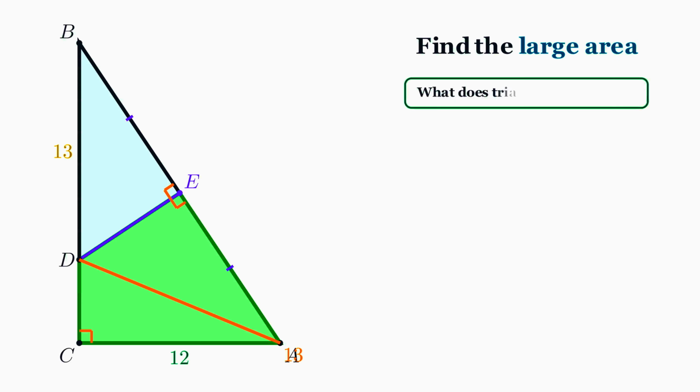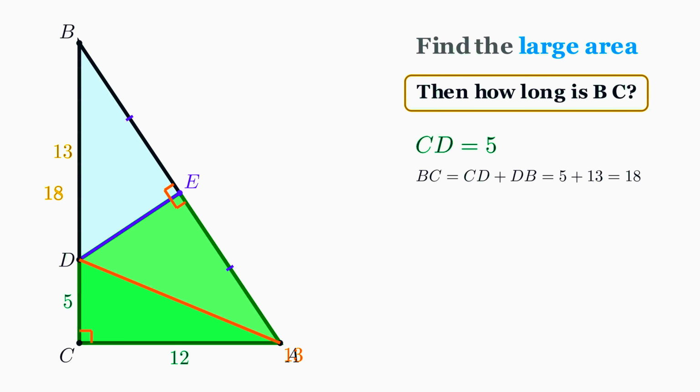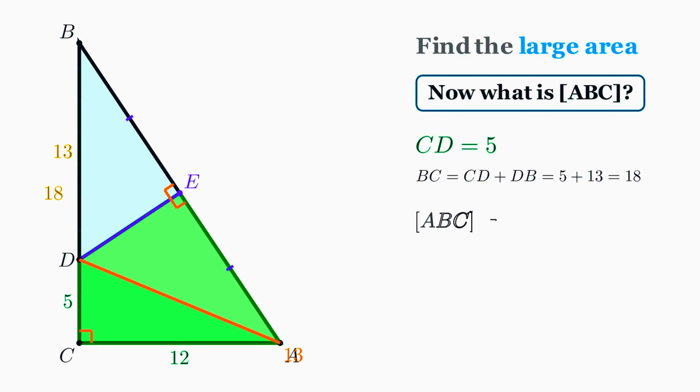Now triangle ACD is a right triangle with hypotenuse 13 and one leg 12. That is the 5, 12, 13 right triangle, so CD is 5 units. The full side BC has length 5 plus 13, which is 18 units. Triangle ABC has perpendicular legs 12 and 18. Its area is 1/2 times 12 times 18, which is 108 square units.